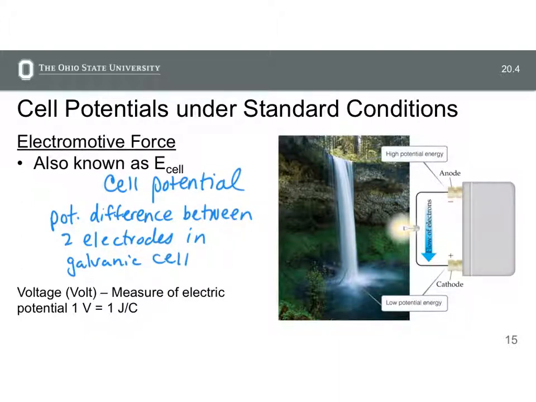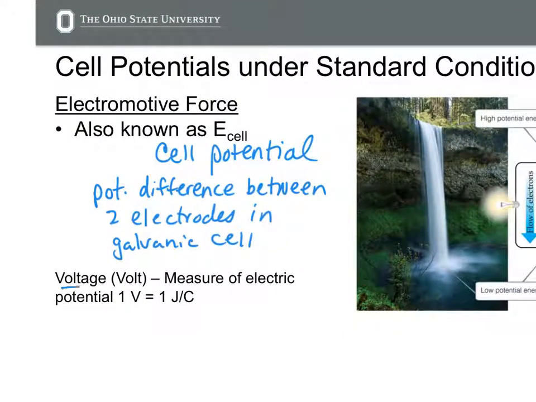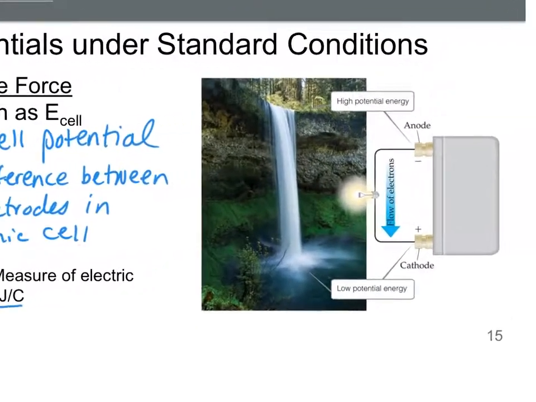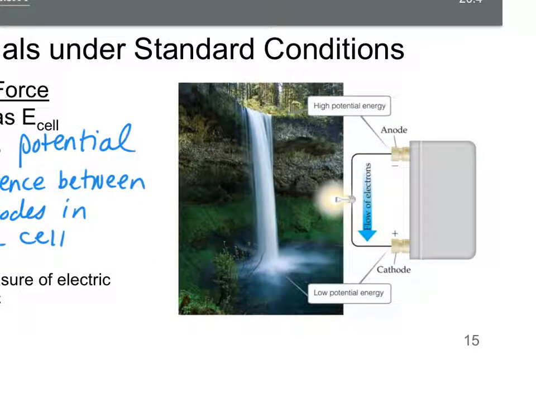Okay, we measure the potential in volts or voltage. And 1 volt is going to be equal to 1 joule per coulomb. Coulomb is related to the charge in the current. We'll go into that in a little bit more detail.